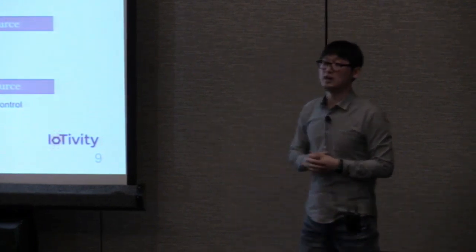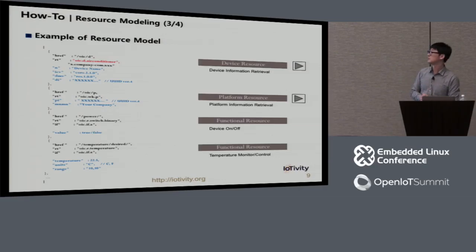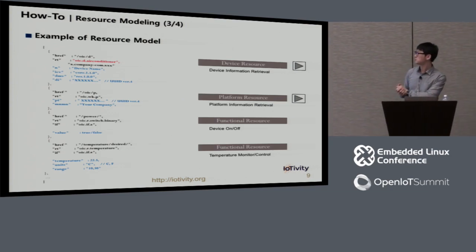The di is a device ID with the UUID version 4 format. And there's another one, /oic/p, that represents the platform that this device uses. For example, if a device has Tizen as its own platform, then you can have that information in that resource: I'm using Tizen with this version, and this is manufactured by some company. So you can capture that kind of information in that platform resource.